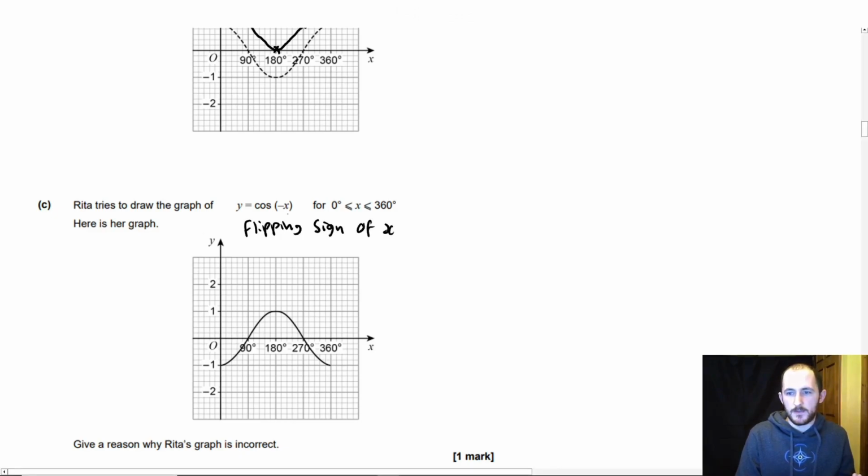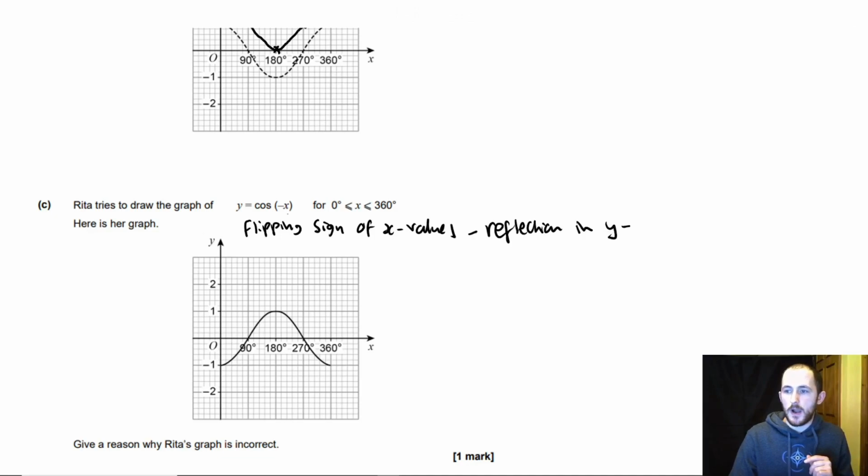of the x values. That's what we should be doing, right? The other way to call this is a reflection in the y-axis. Now again, the reason why I've wrote flipping the sign is because we're just dividing x by minus 1. So all that does is it makes all of the x values negative, and any negative x values positive. Does that make sense?